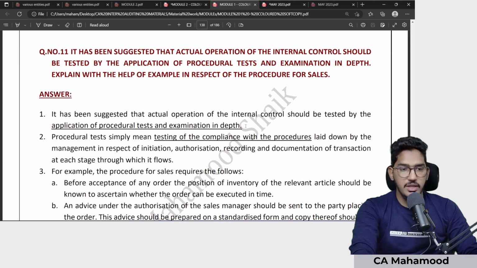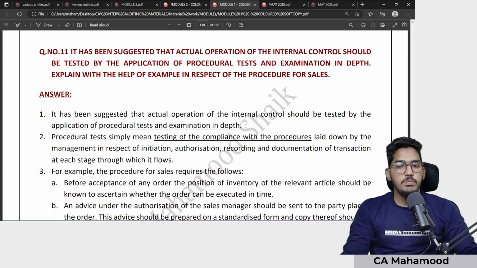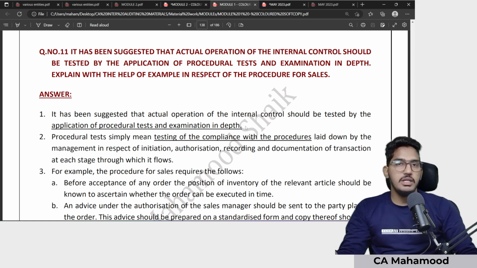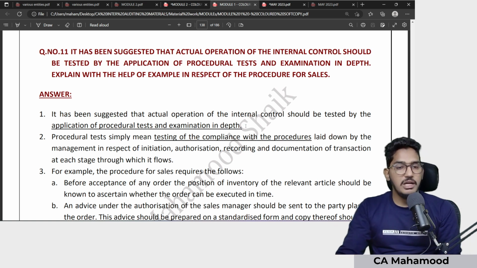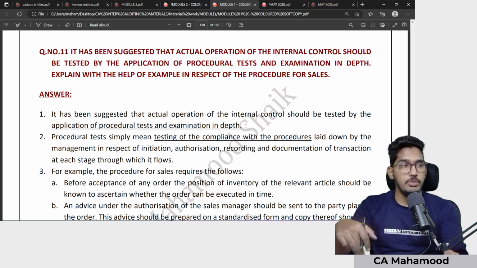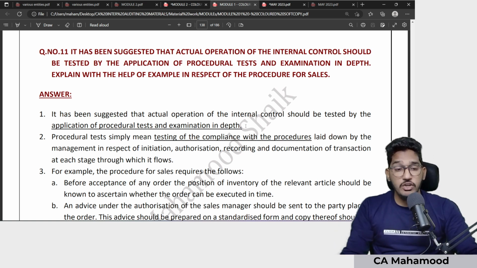Yes, same question. It has been suggested that actual operation of internal control should be tested by application of procedural test and also examination in depth. Explain with the help of example. Nothing but whether control is functioning effectively or not, you can know it by performing procedural test. Now what is the meaning of procedural test?